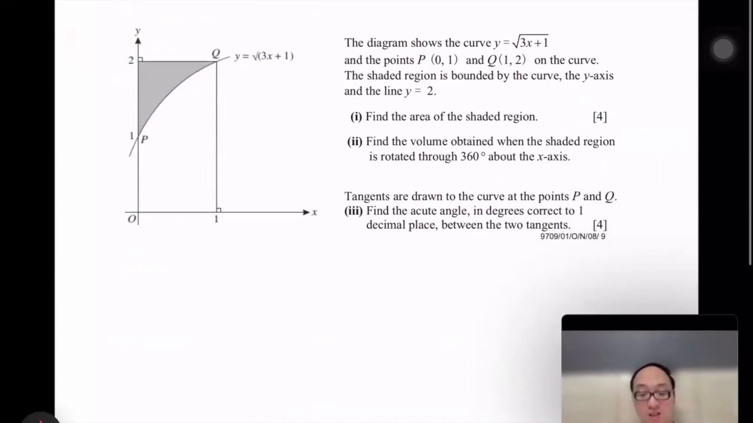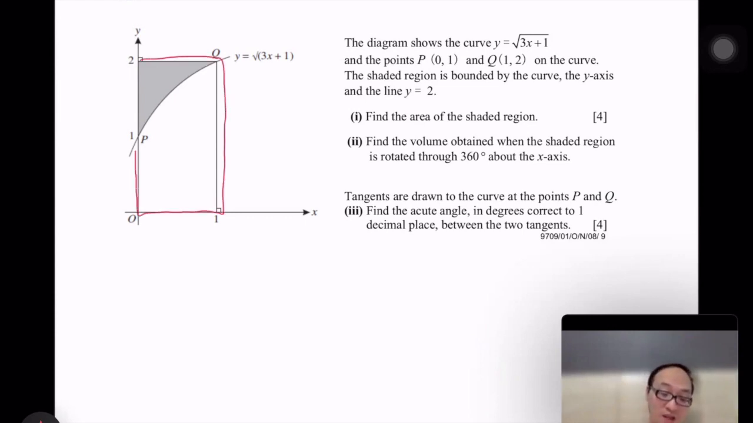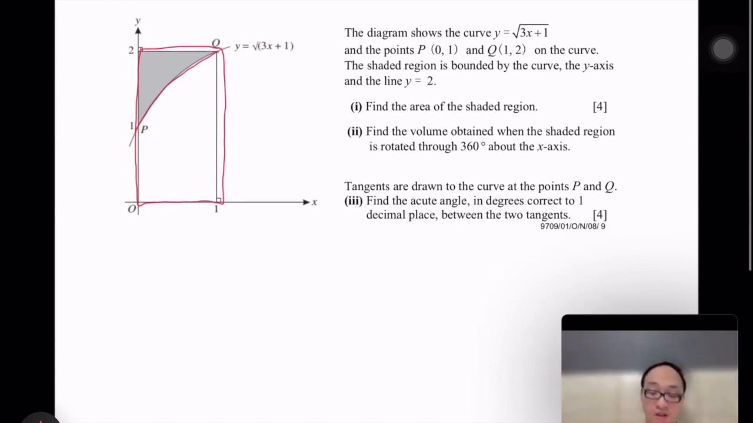Next, the diagram shows the curve and the points P and Q on the curve. The shaded region is bounded by the curve, the y-axis and the line y equals 2. Find the area of the shaded region. For the shaded region here, we can use two methods. The first one, we can find the area of the rectangle minus the area under the curve. That's the first method.